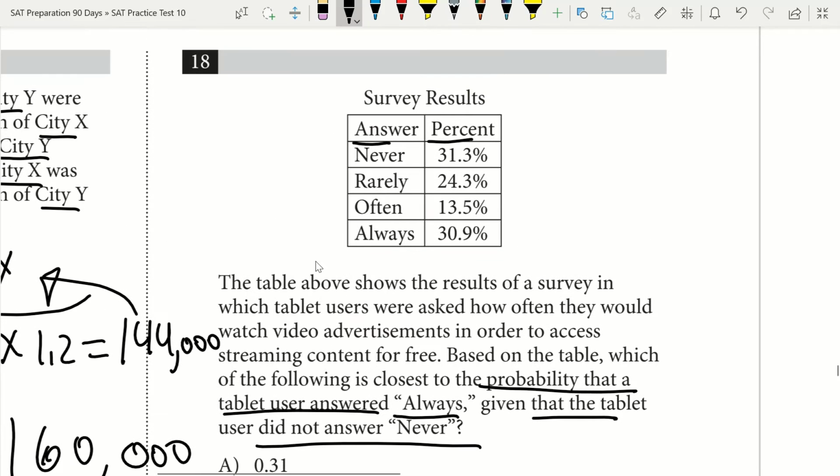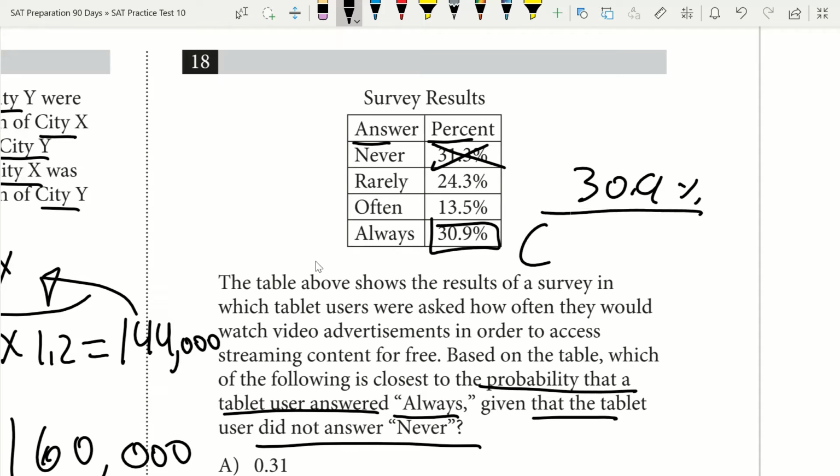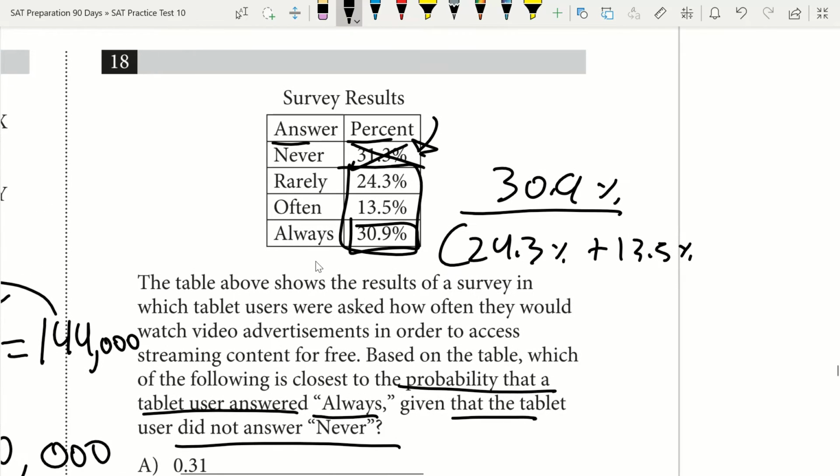All right, we know they didn't answer never, so we're going to get rid of that. Now, what's the probability that they answered always? Well, we have 30.9 as our probability that they answered always out of the total chance between these three, since we know that they didn't answer never. So we're going to have to add 24.3% plus 13.5% and then plus 30.9%.